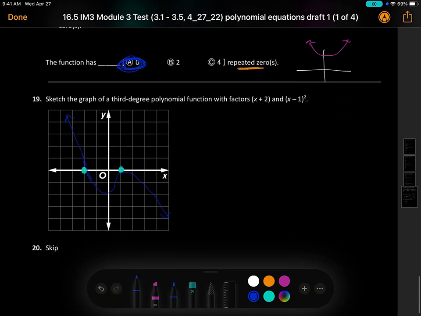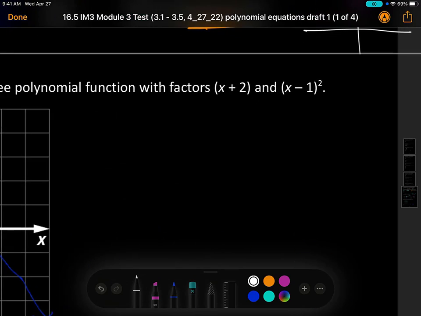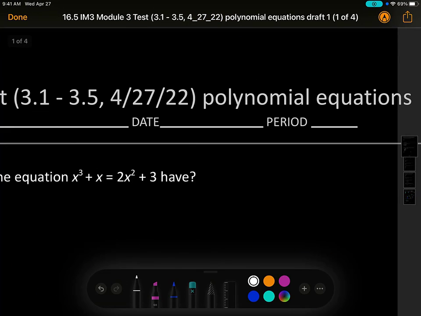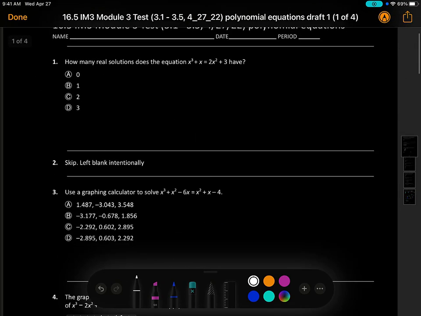Alright, last question. Sketch the graph of the third degree polynomial function with x plus 2 and x minus 1 squared. I made this a true or false. And I said, did the student do it correctly? Okay, so what we're doing here is we're just graphing by multiplicity. Notice that this one is an odd.